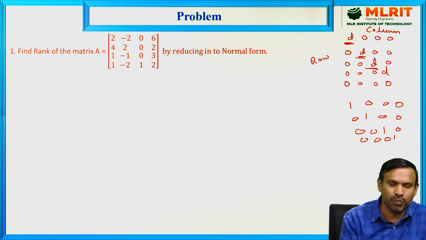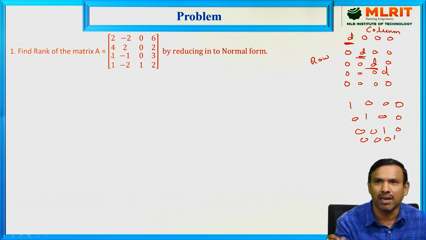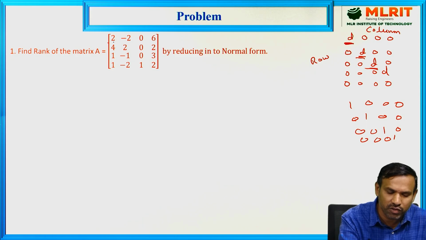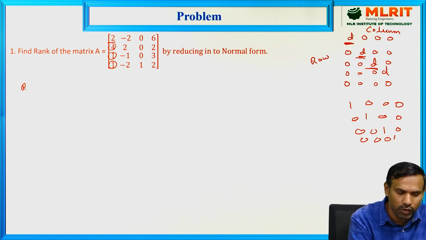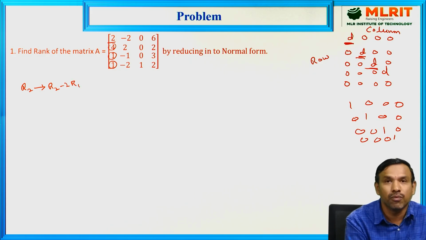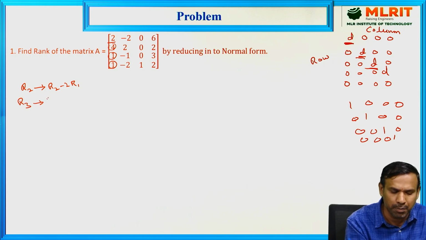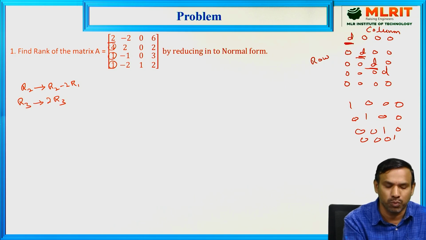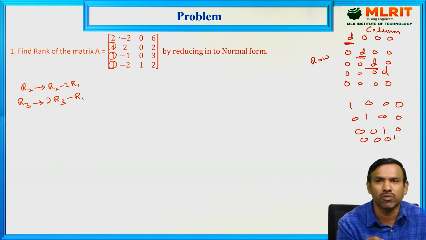Now let us reduce this problem using row and column operations. Exactly as in echelon form, using the first row, make the below 3 elements 0. We know the operation: R2 becomes R2 minus 2R1. It is 4, and 2 multiplied by the first row gives 4; 4 minus 4 is 0. For R3, the element is 1, so it should be multiplied by 2: 2R3 minus R1. The R1 element is 2 and 2 into 1 is 2; 2 minus 2 is 0. Our aim is to make zeros.